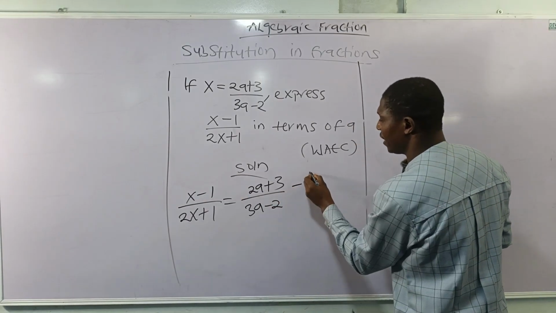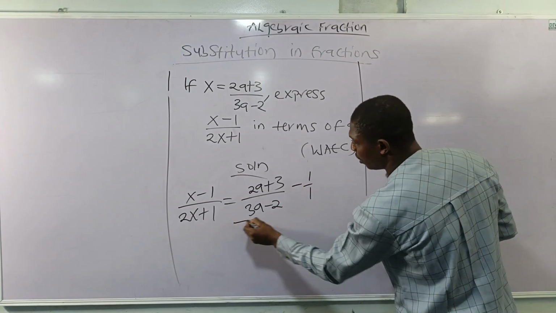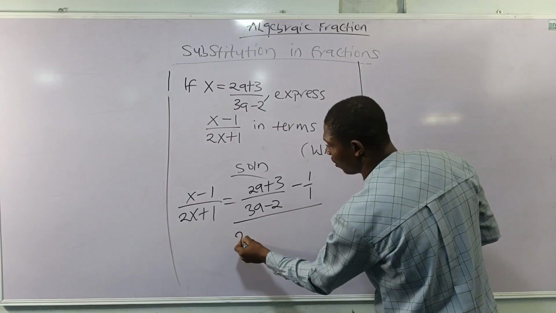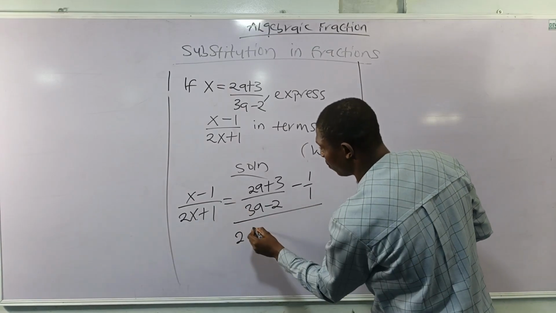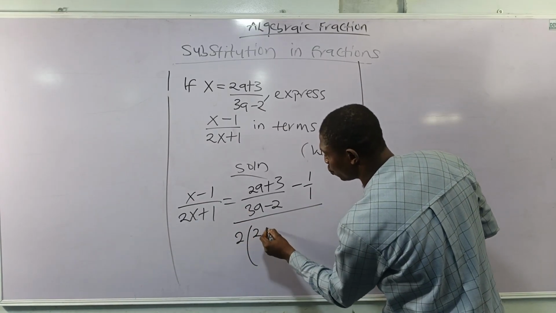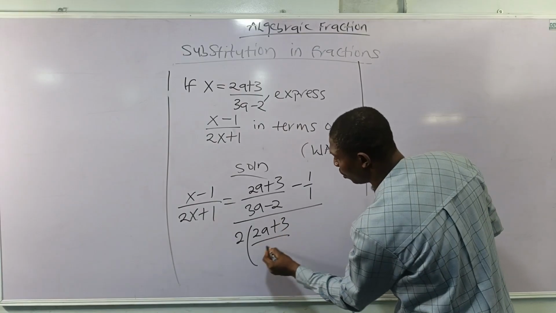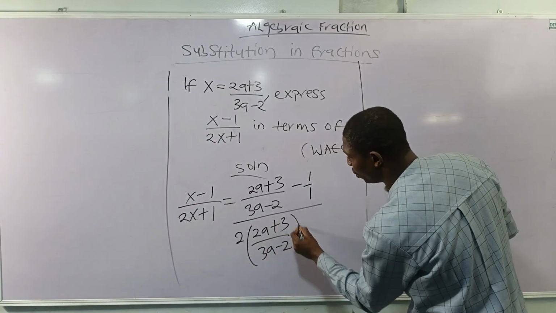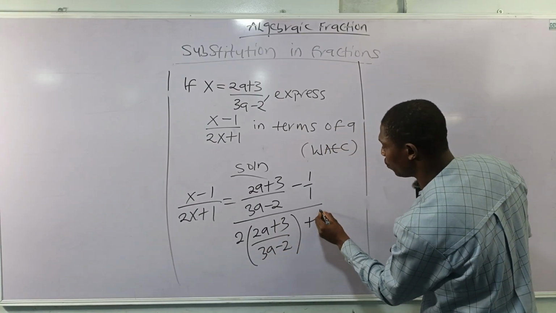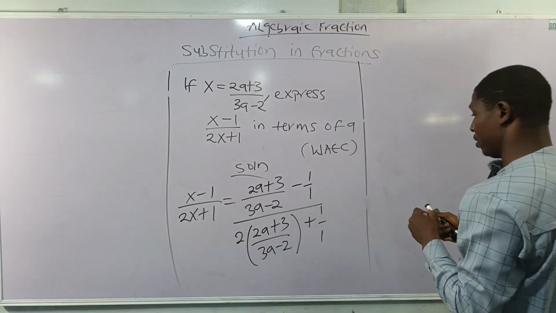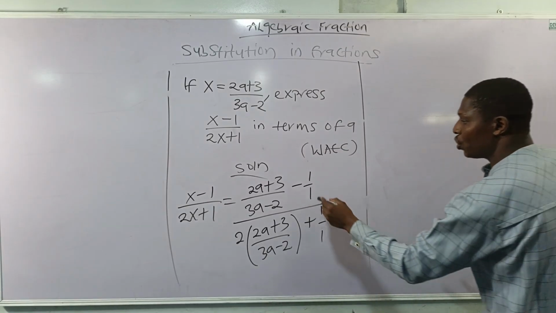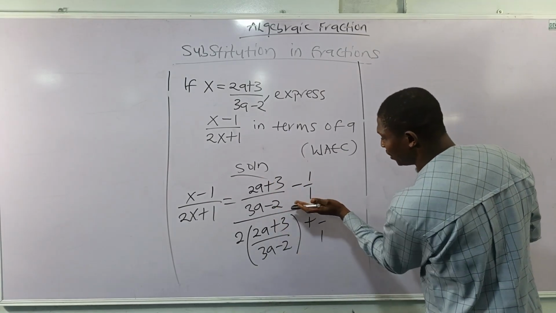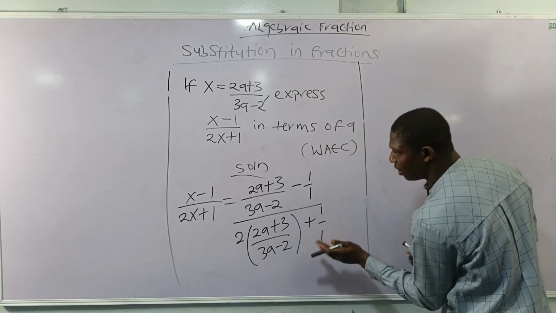And I'll put my negative 1. This can be over 1. I'll put my division sign. I'll have my 2. In place of x, I'll have in brackets 2a plus 3 all over 3a minus 2 close brackets plus 1. This can be over 1. Now I'll solve the numerator, which is this upward, and the denominator this downward.